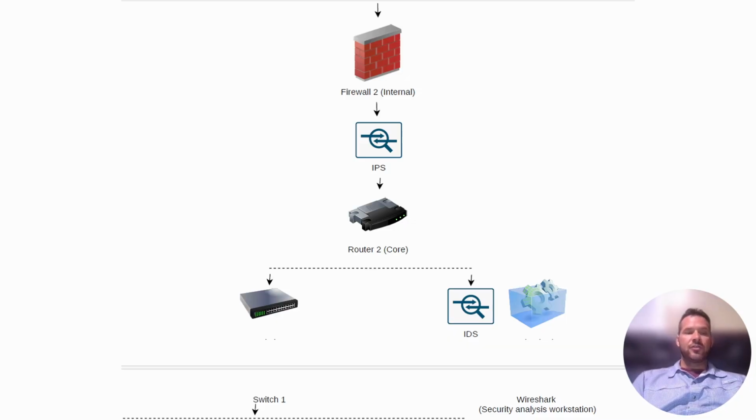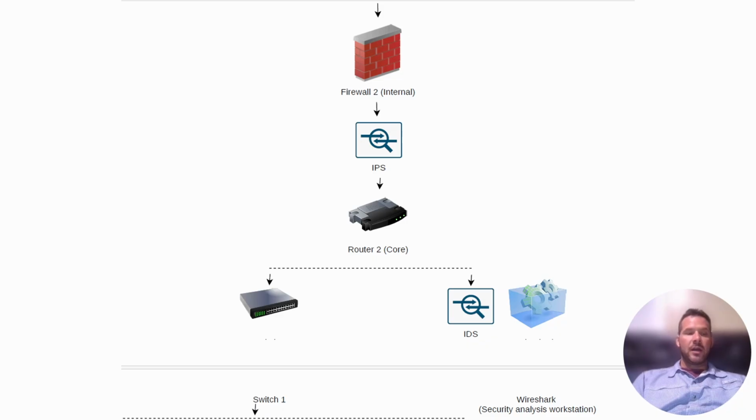Following this is the Intrusion Prevention System, or IPS, which operates in line. The IPS actively inspects traffic and blocks malicious activity in real time, such as known attack signatures or anomalous behavior. Traffic then gets routed through Router 2, the core router, which directs traffic internally to various network segments. At the core of the internal network is a central switch, labeled Switch 1 here, that distributes traffic to multiple access switches, which we have on the next page.